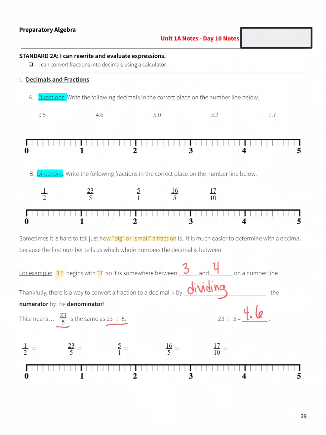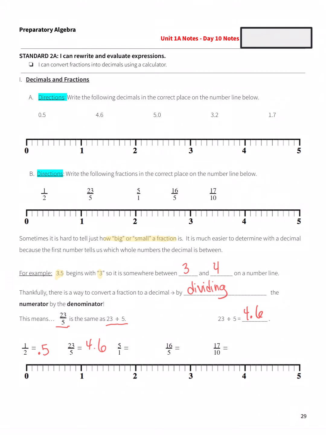Okay? So what we're going to do now is I'm going to do these right here. Like I said, we got all these fractions. It's very hard to put on a number line. So what do we do? We divide the numerator by the denominator. So for this, for example, 1/2 would be equal to 1 divided by 2, which is 0.5. We have this right here, 23/5. We put in our calculator 23 divided by 5. What do we get? 4.6.